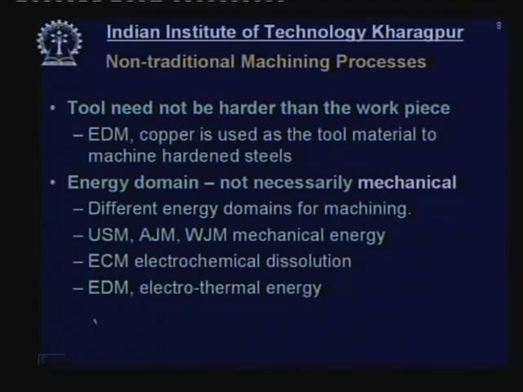Now, one of the major characteristics of conventional machining processes was that the tool has to be harder. In non-traditional machining processes, the tool need not be harder, it can be softer. For example, in electro discharge machining, one can machine very hard metallic alloys using copper or graphite as the tool material. They are much softer than the workpieces being machined, like hardened steel, Inconel or titanium alloys. So, in electro discharge machining, the tool need not be harder if a physical tool is present.